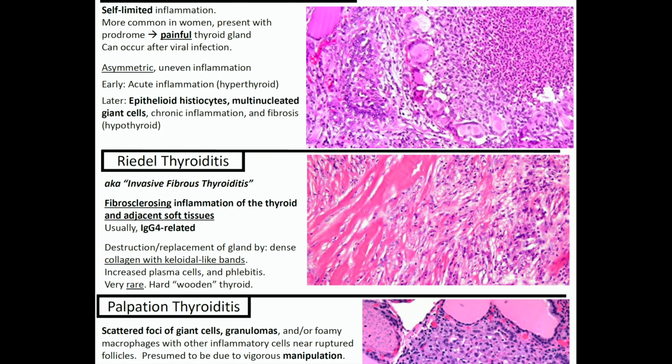So if you have a question or a case in real life, someone recently had a viral infection and now their thyroid is painful, you could potentially think of de Quervain's. Commonly, this is asymmetric with uneven inflammation. Early on, you're going to have acute inflammation or hyperthyroid, and later, you're going to have epithelioid histiocytes, multinucleated giant cells, chronic inflammation, and fibrosis.